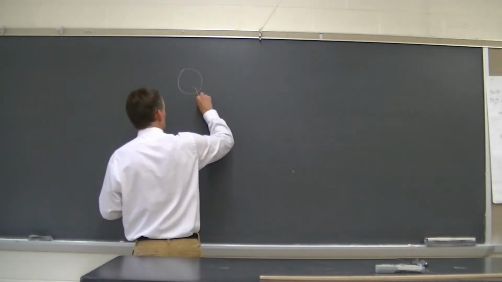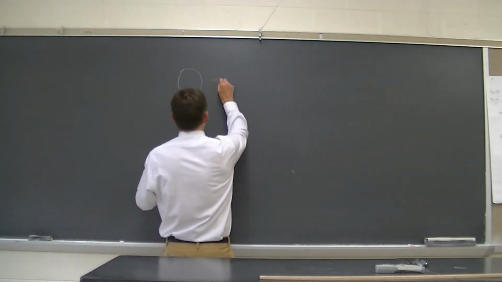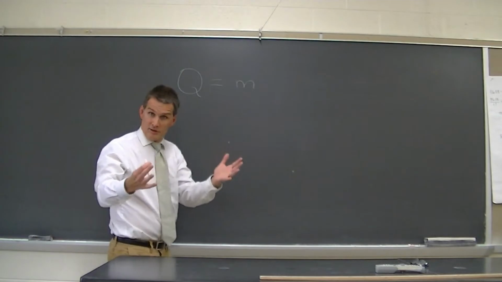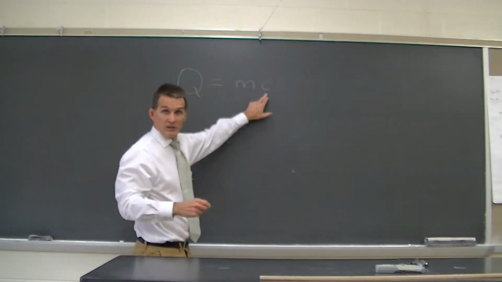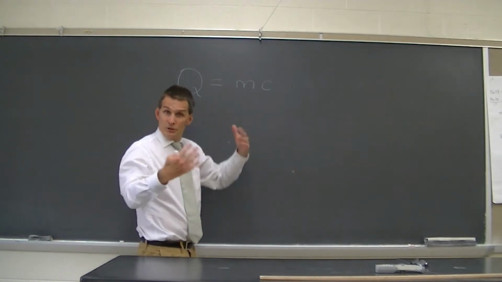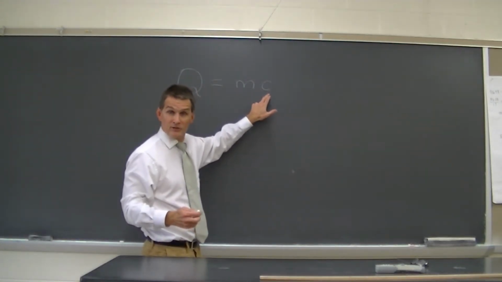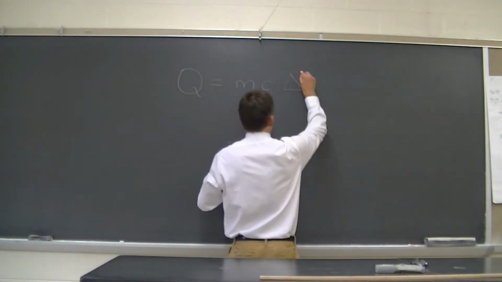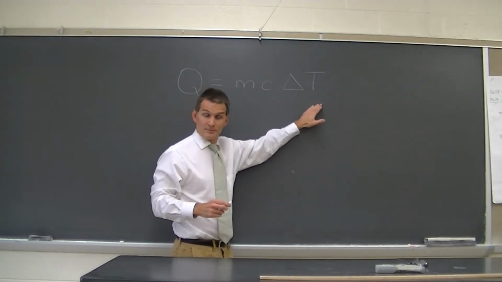Q, which stands for energy gained as heat, is going to be equal to M, which is mass, usually the mass of water, times C, which stands for specific heat, usually specific heat of water, but you should recognize that the specific heat depends on the material that you're using. And then finally times delta T, where this stands for change in temperature.